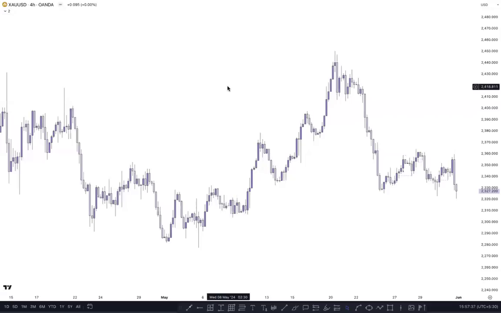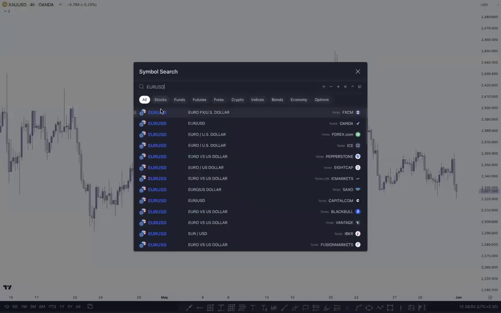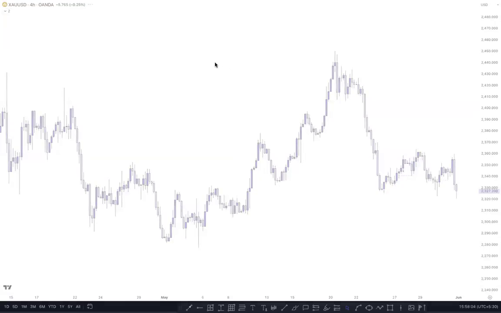Right. So first of all, I'm going to start one by one. Start from the most traded pair, which is EUR/USD. Okay. So let's start from EUR/USD first because EUR/USD is the most tradable pair, right?